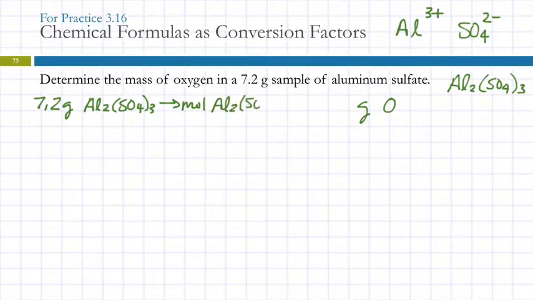Yeah, it gets tedious writing the formula over and over again. Just get used to it. If I had moles of oxygen, I could get to grams of oxygen. The chemical formula gives me the relationship between moles of aluminum sulfate and moles of oxygen. I still don't have enough room. Move it over. So I need to go to moles of oxygen and then to grams of oxygen. Another example of moles being in the middle.